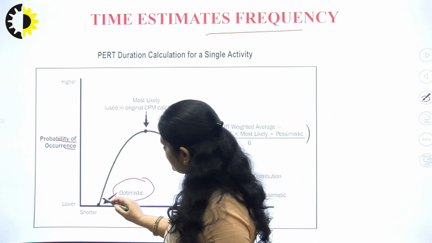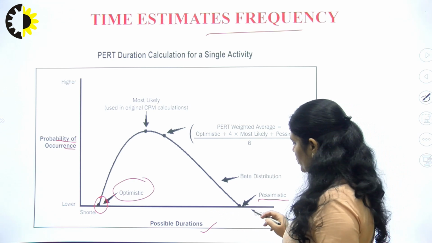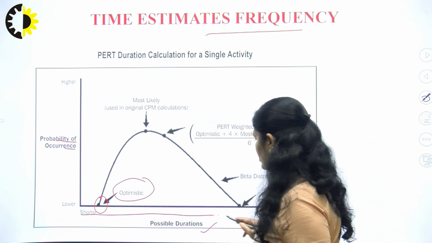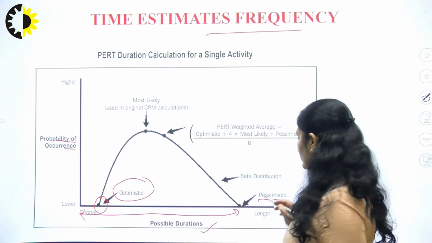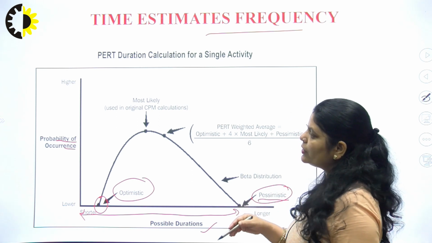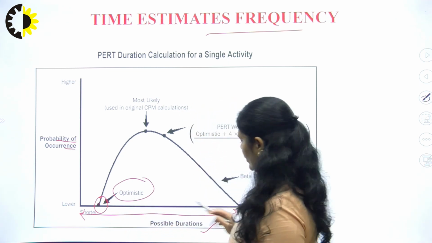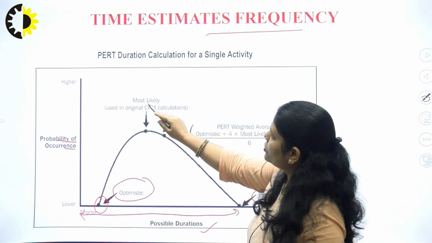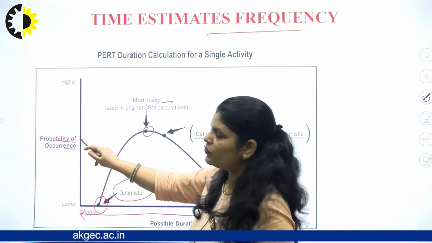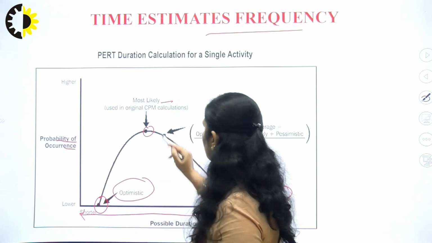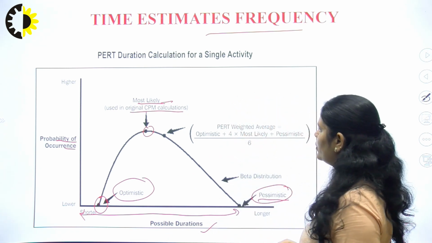So this is the minimum, shorter time duration, but this is the pessimistic time. You can see that the duration is this much. It is the largest or longest time the activity can take, and its frequency of occurrence, or probability, is very low. And we can see here the most likely time estimate, and its frequency of occurrence is very high. This is shown here, most likely used in the original CPM calculation.